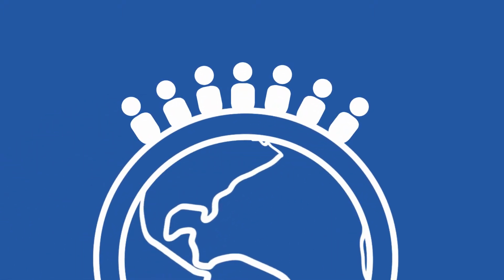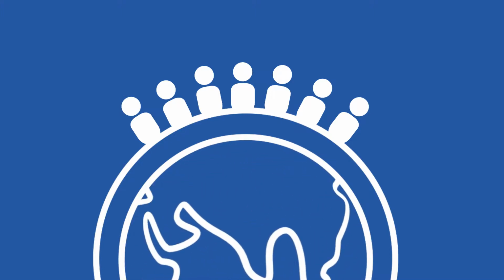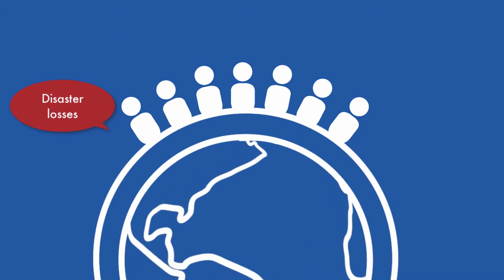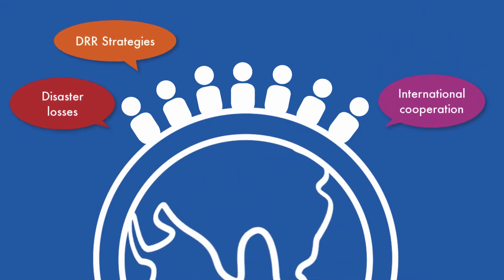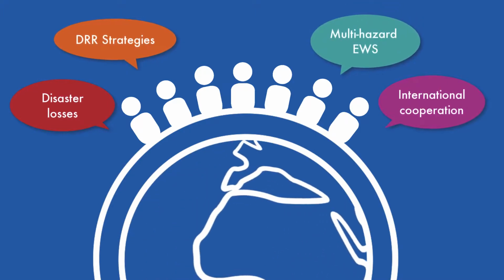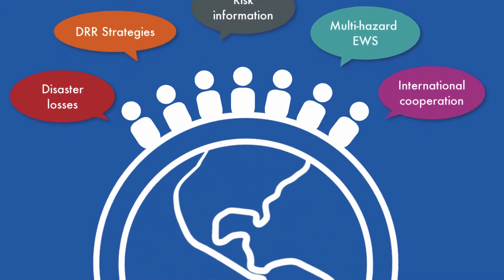Furthermore, for the first time since the adoption of the Sendai Framework, the launch of the analytics allows the general public to see how member states have reported against the global targets and indicators. This includes reporting on disaster losses, disaster risk reduction strategies, international cooperation, multi-hazard early warning systems, and risk information.